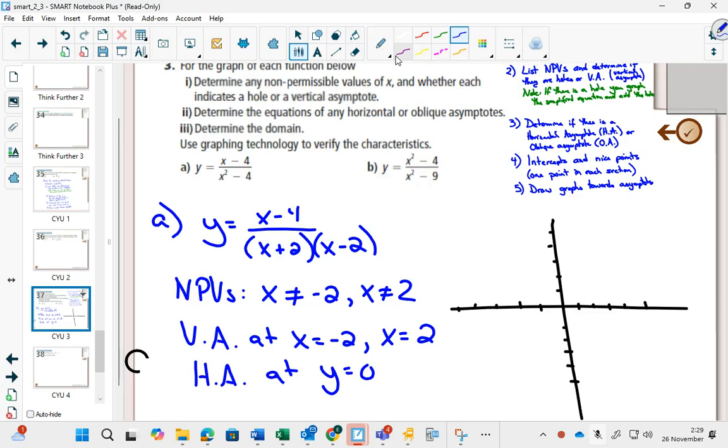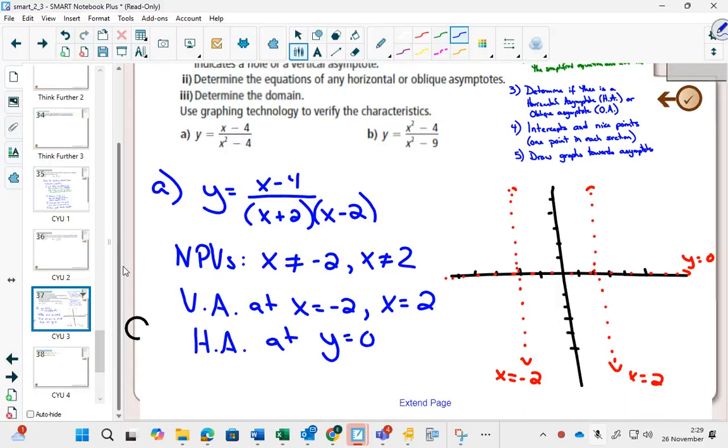I'm going to have an asymptote at negative 2, and a 2, and a horizontal asymptote at y equals 0. Perfect. So step 1, get your asymptotes. That's how we get our asymptotes: we're going to need to factor, and we're going to find our non-permissible values.